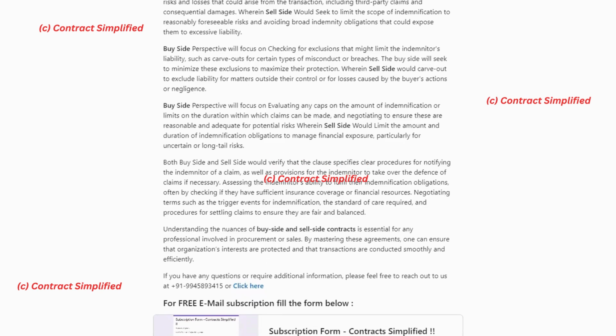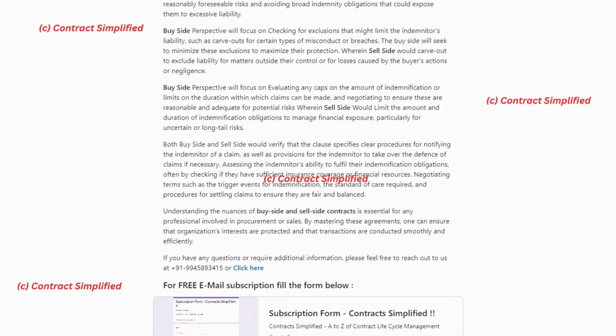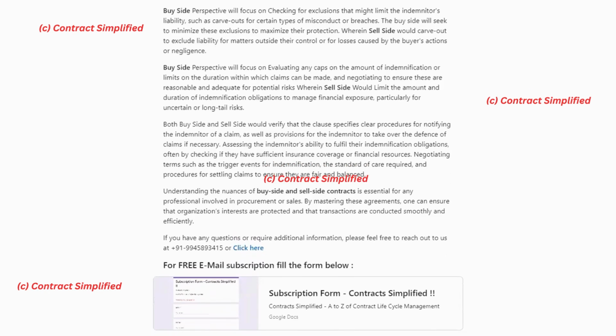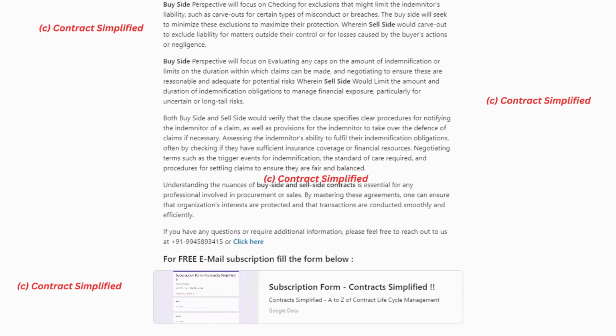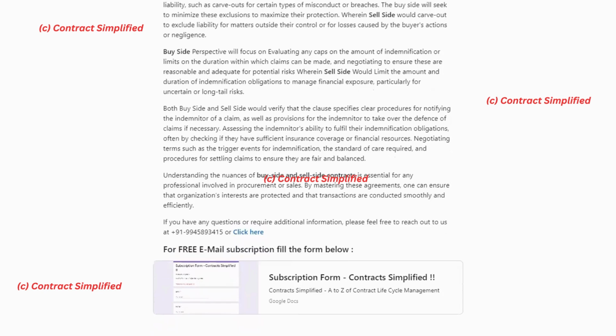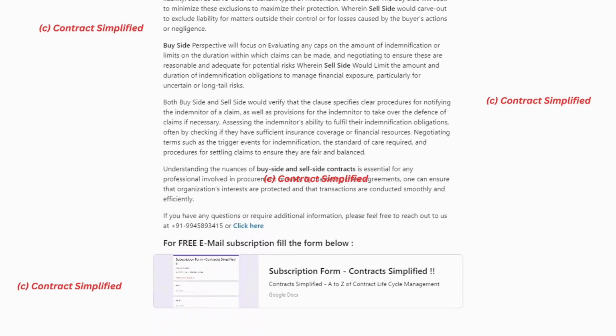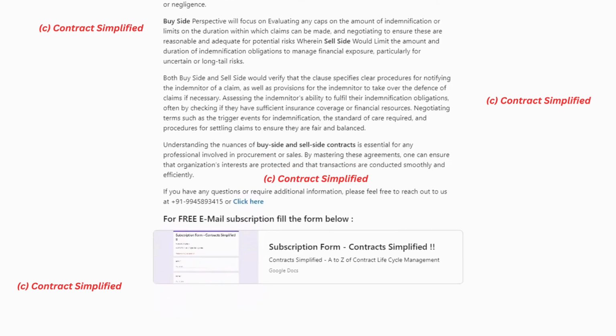In general perspective, let's review how buy-side and sell-side would review or draft an indemnification clause. Buy-side perspective will focus on ensuring the clause covers a broad range of potential risk and losses that could arise from the transaction, including third-party claims and consequential damages. Wherein sell-side would seek to limit the scope of indemnification to reasonably foreseeable risk and avoiding broad indemnity obligation that could expose them to excessive liability.